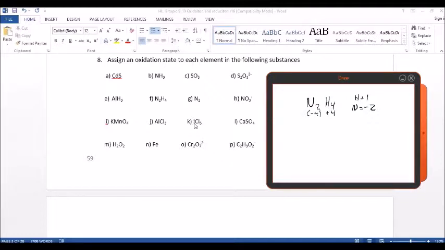Chlorine is more electronegative than iodine though, so we're going to give chlorine its normal charge, which is -1. That's normal oxidation state, I should say. But there's 5 of them. That means the iodine has to be +5.